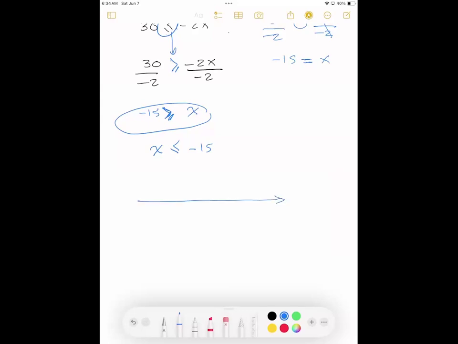Just as a review, what does it mean? It means any number that is less than negative 15. So all these numbers are solutions to this inequality. And we circle negative 15 because negative 15 is a possible solution. So these are all the solutions to this inequality.